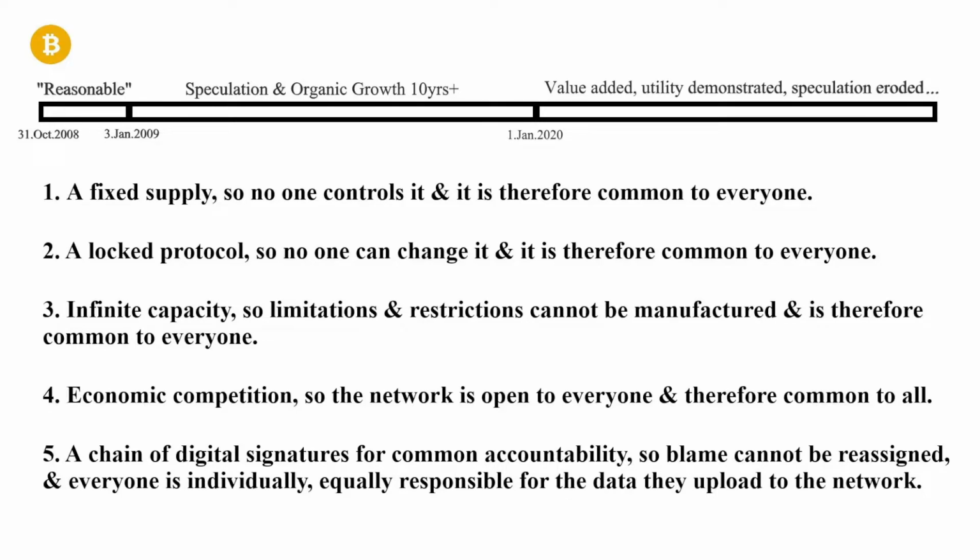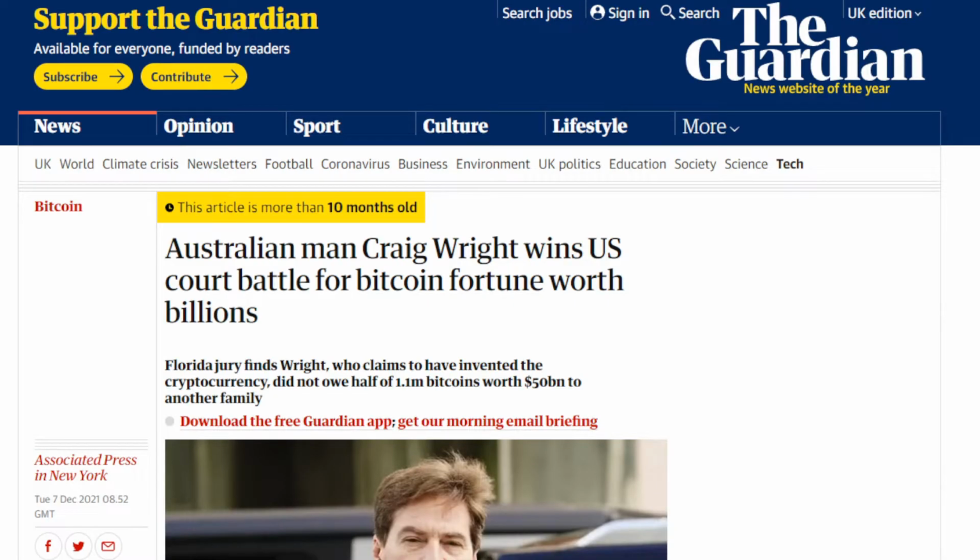This period of speculation and organic growth was always planned to come to an end, with the return of the Tulip Trust and the Satoshi coins contained within it to the person behind the pseudonym Satoshi Nakamoto, and this happened on the 1st of January 2020. A case resolving who was the rightful owner of the Satoshi coins contained within the Tulip Trust was settled in a federal court in Miami and reported on by The Guardian, that says here, Australian man Craig Wright wins US court battle for Bitcoin fortune worth billions.